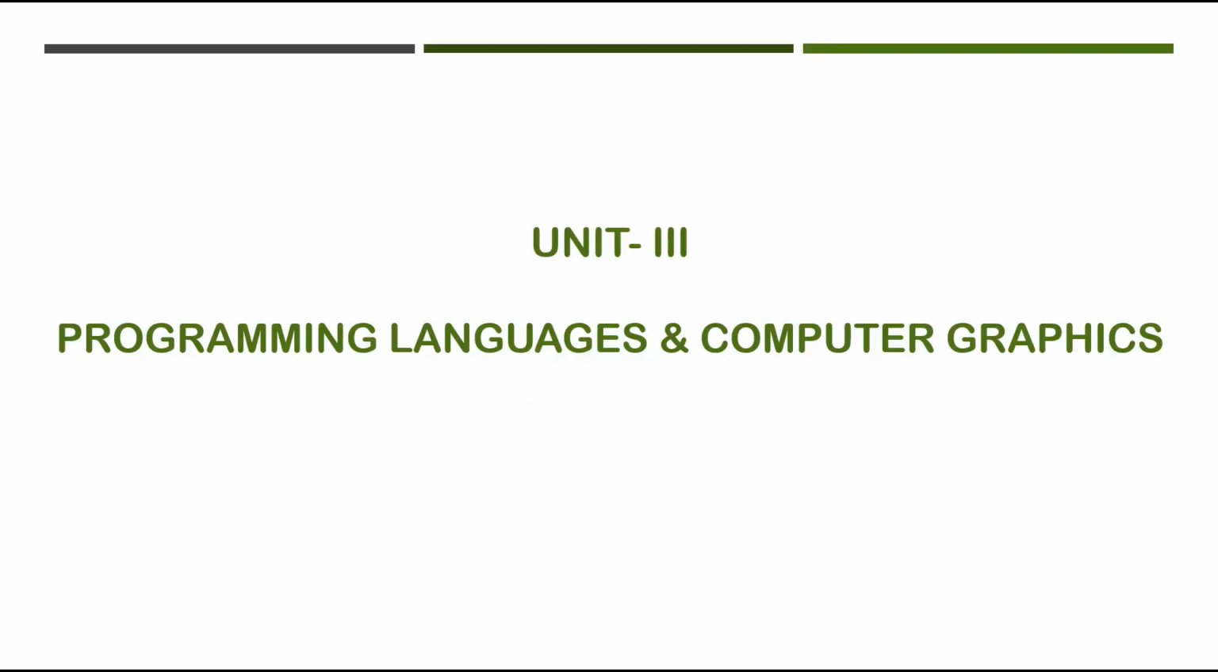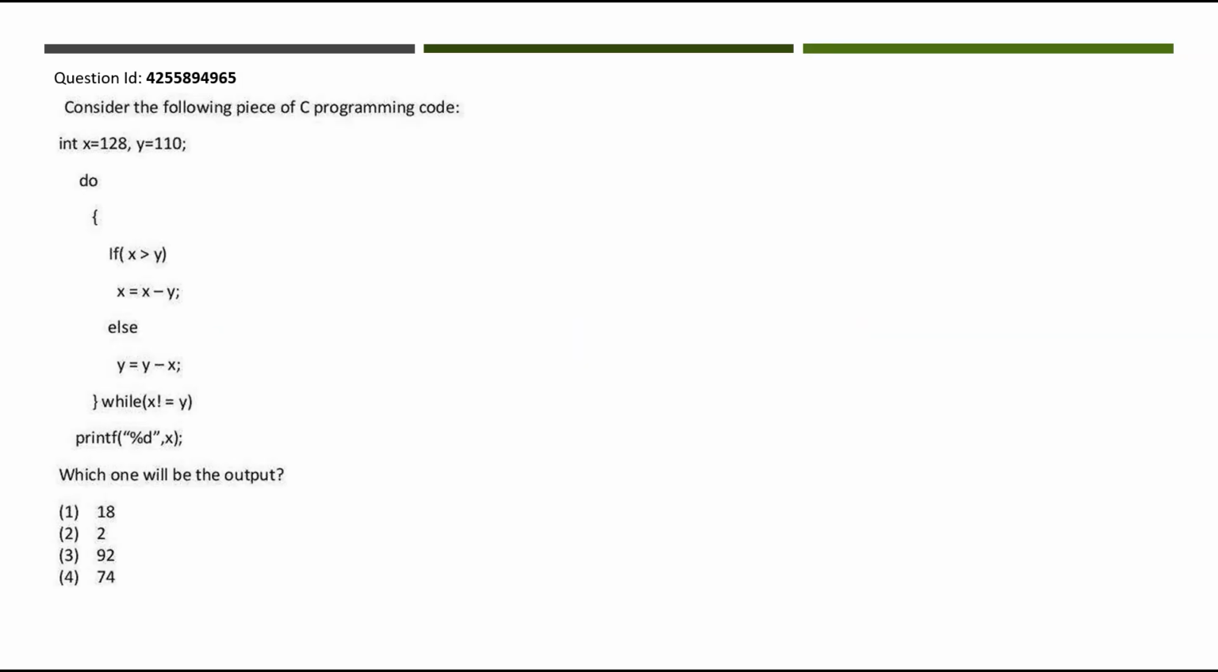Let's discuss Unit 3 Programming Languages and Computer Graphics questions. Consider the following piece of C programming code. int x = 128, y = 110. Inside the do while we have an if conditional along with an else part. Then we have a printf statement. This printf is actually printing the value of x.